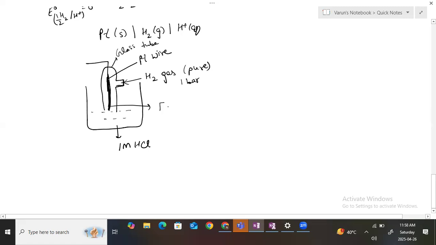This is the platinum wire, or I can say finely divided platinum, that is coated on platinum foil. Got it? Why? Because platinum has the ability to absorb hydrogen. That's why we took platinum. It absorbs hydrogen. See, when we pass hydrogen gas over here, this platinum will absorb the hydrogen.